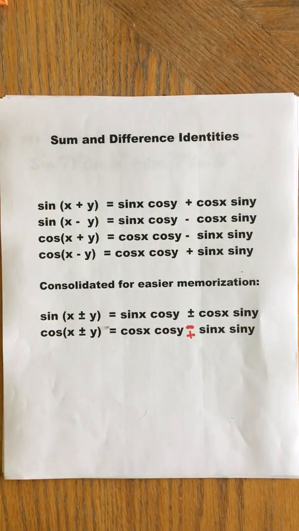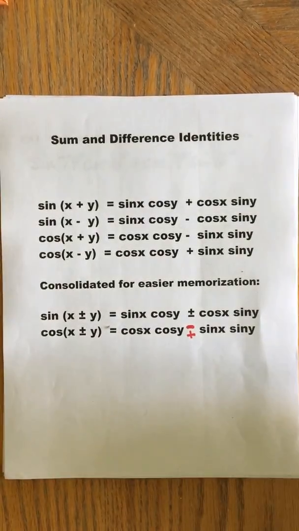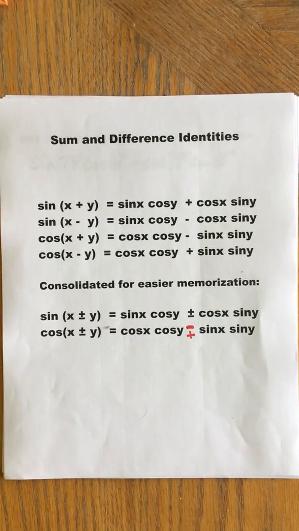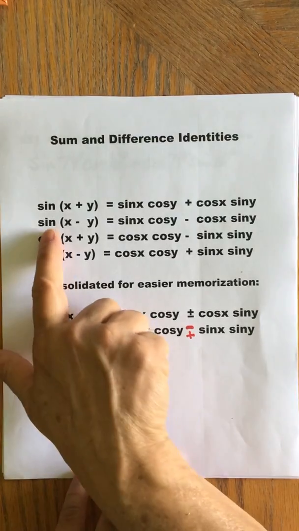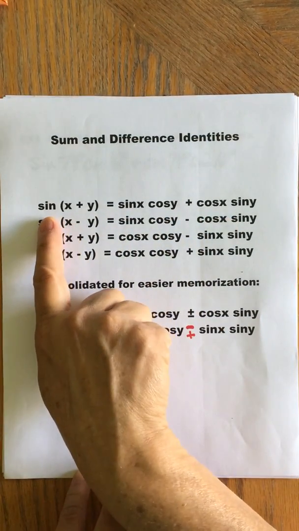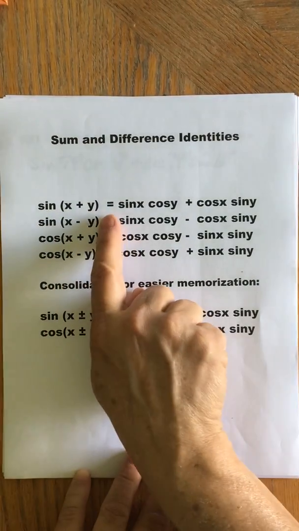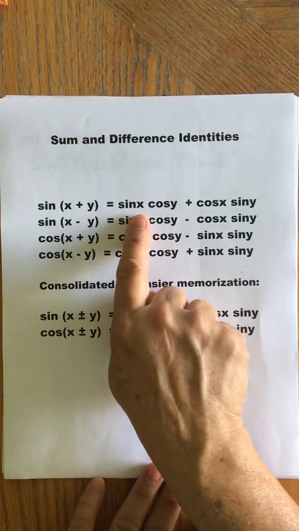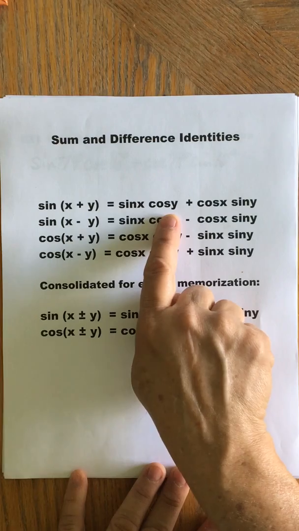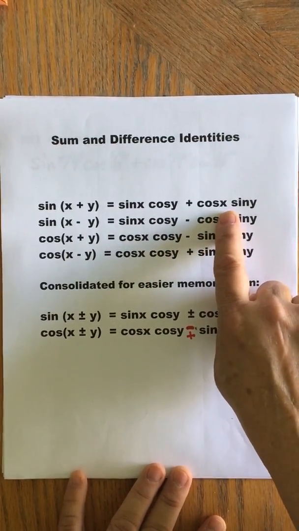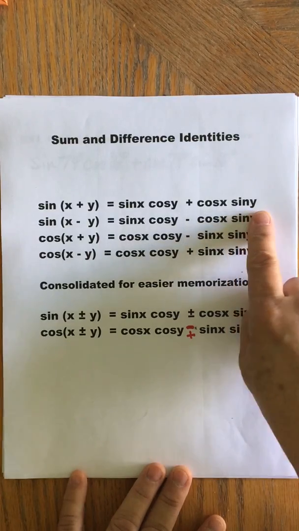Hello, in this video I'm just going to go over a few examples on how to use the sum and difference identities. So your basic identities follow this pattern here. You have the sine of the sum of two angles x and y equaling the sine of a single angle x times the cosine of a single angle y plus cosine of a single angle x times sine of a single angle y.